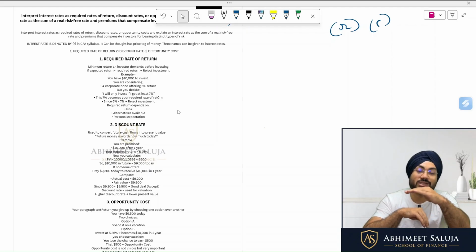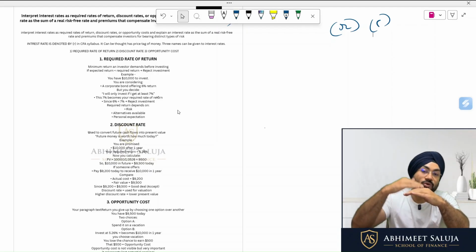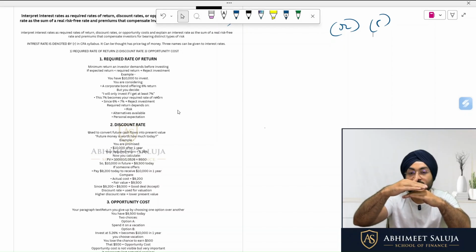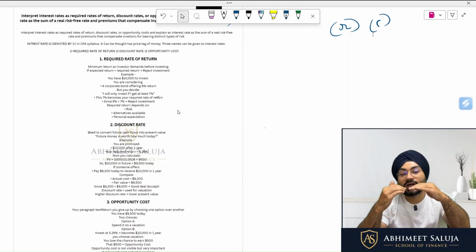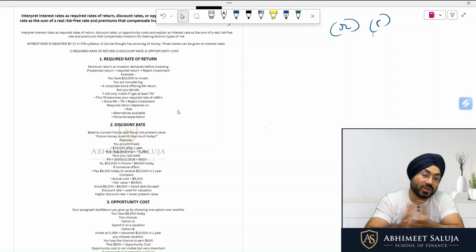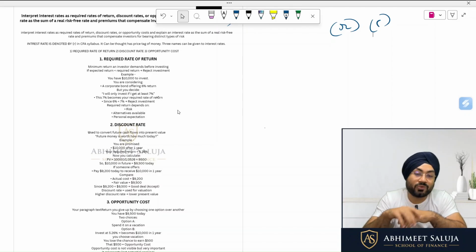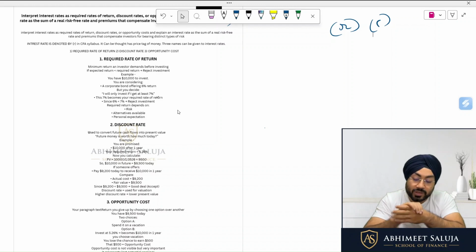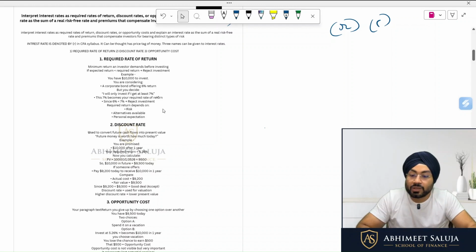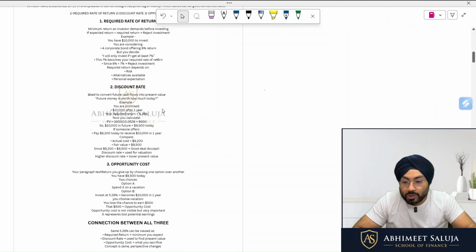If your expectation is that the particular asset class is going to give you this much return, then you can invest, but not this much, right? If your required rate of return is higher and the expectation from that particular asset class is lower, then you won't be investing in that asset class. You will be only investing if your expectation of that asset class is higher than your required rate of return. All right. Now, required rate of return can depend upon three things: risk, alternatives available, and personal expectation.